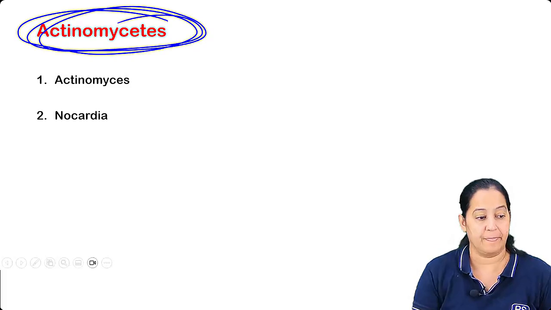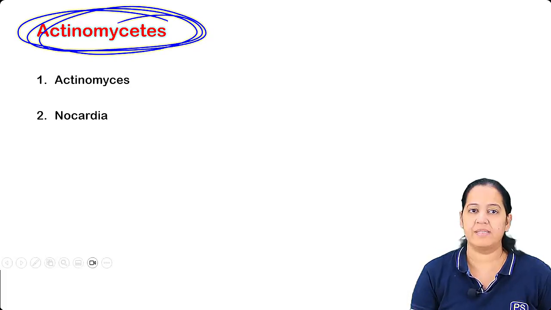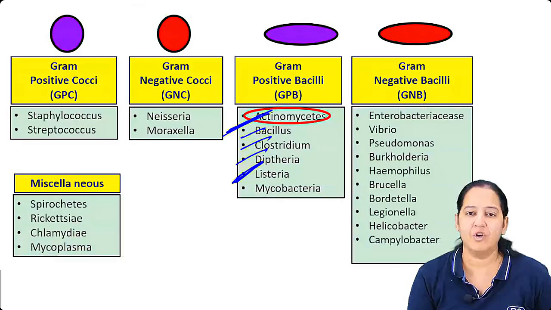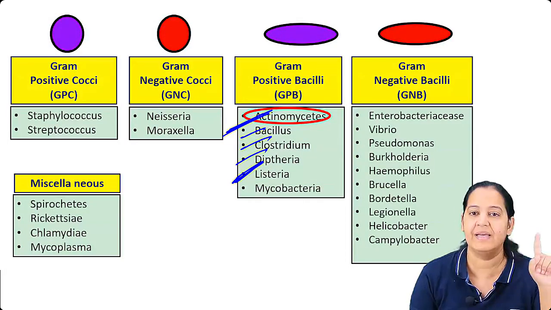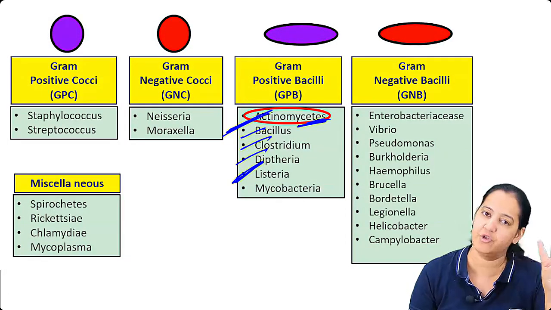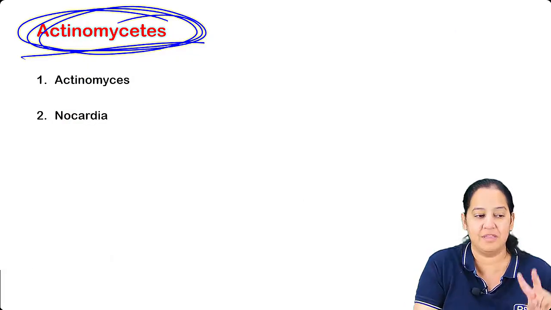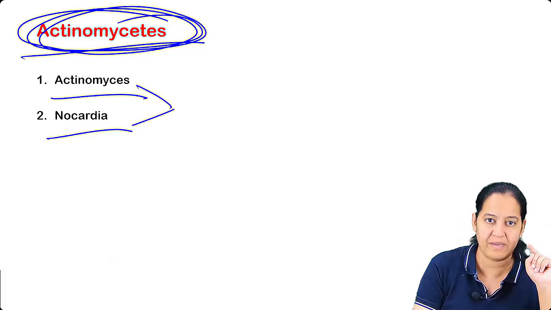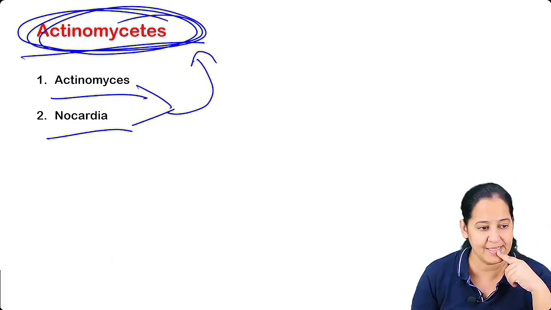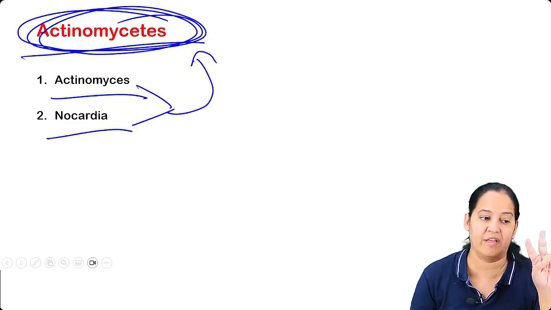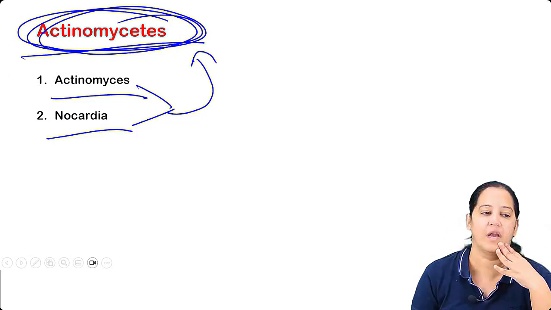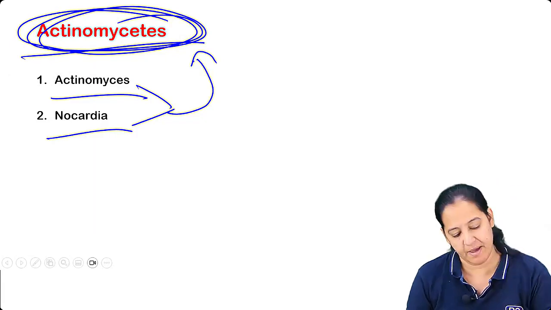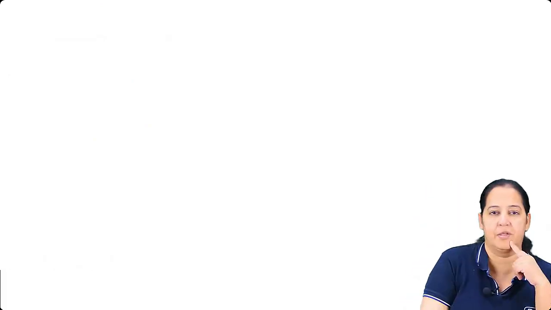Okay, so in Actinomycetes, listen. Actinomycetes is a family inside which two bacteria are there. I will teach you both. The two bacteria are Actinomyces and Nocardia. These are the two bacteria which come under this family. Say yes. I will teach you both, one by one, and please compare the both.